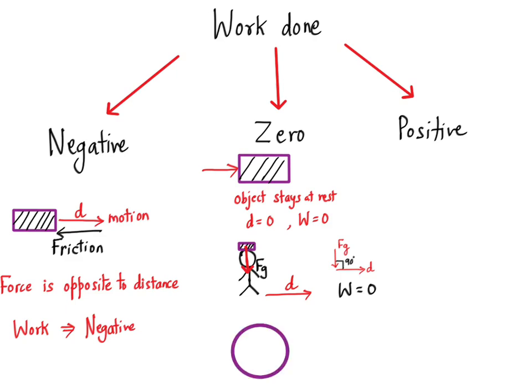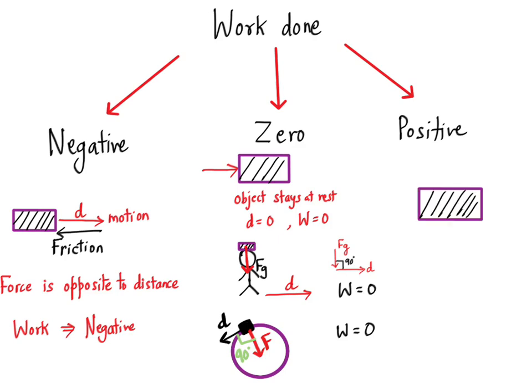Another case is when something is moving in circular motion. So the motion, that is the distance, is perpendicular to the force. The force in a circular motion is always towards the center. So the angle here is 90. So again, the work done is equal to 0.